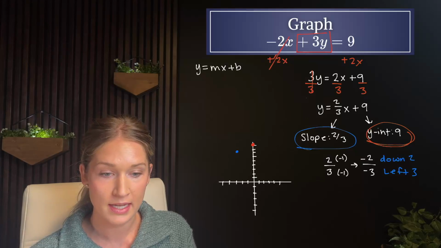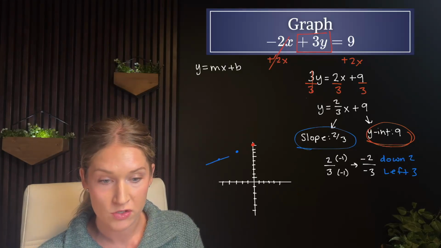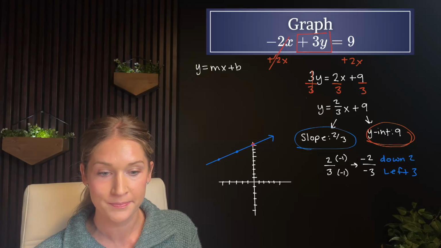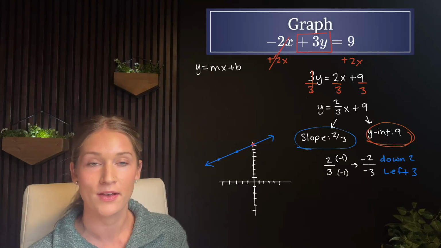I could do it again. Now we have plenty of information. We only need 2 points. As long as we have 2 points, we can draw our line. And this would be the graph of that linear equation.